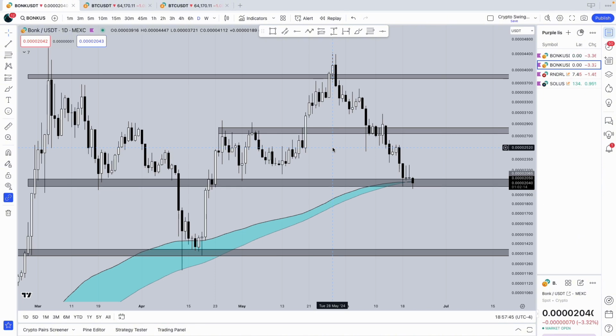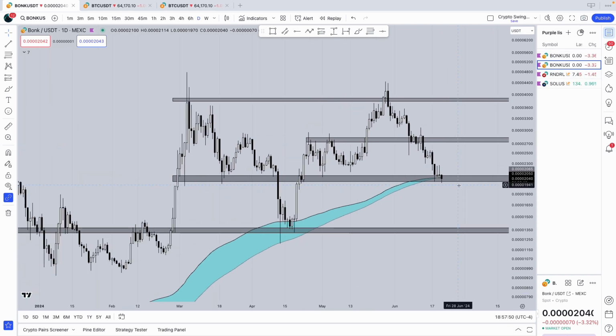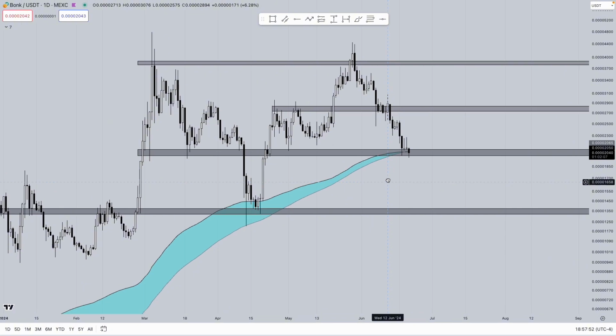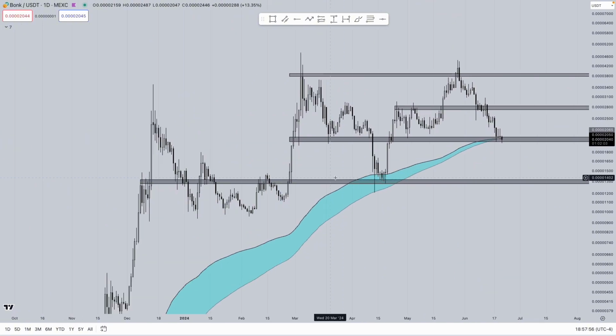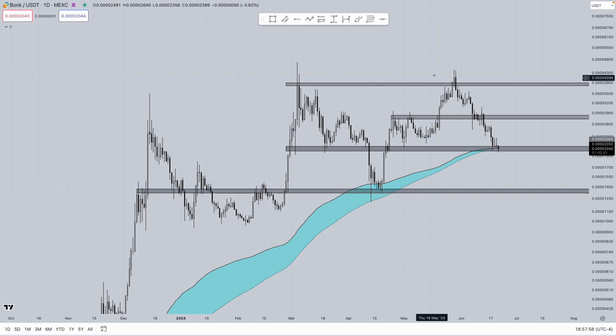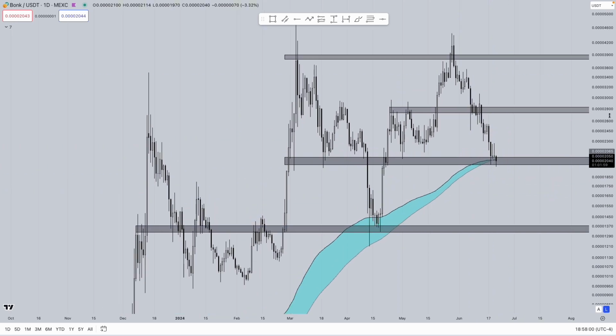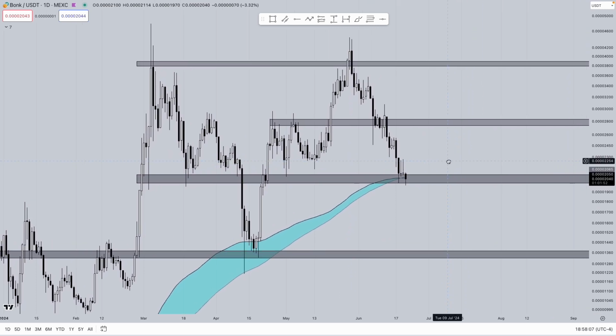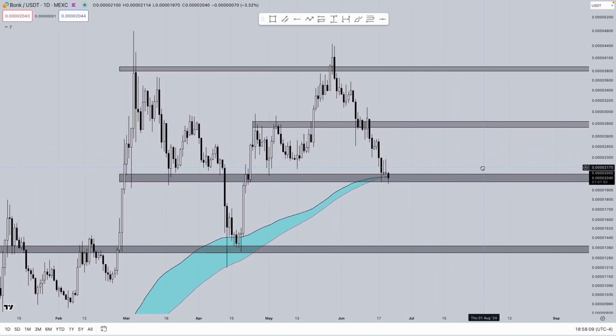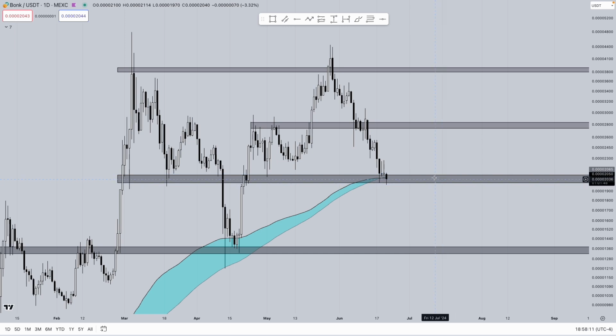So starting off here with Bonk, it is testing its daily trend. You can see it very nicely testing this daily trend that held previously. We had some nice support here, as well as this daily trend held, continuation higher. And you can see this time as well, we are testing the daily trend and the support level. So what I'm looking for is lower time frame entries to nail the bottom here before looking for more upside.